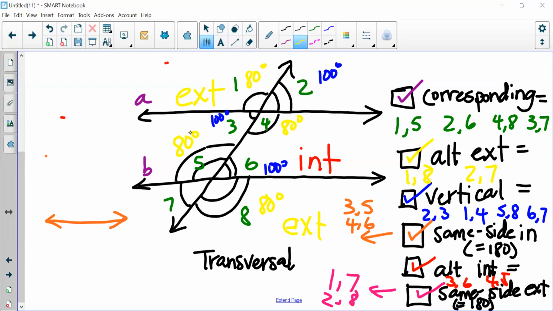Y'all look, if angle 5 has a measure of 80 degrees, what is the measure of angle 7? It's 100. Y'all look, to figure out the measure of an angle, or all the angles, when you have parallel lines and transversals, all you need is the measure of one angle. Y'all, what do you notice? We started with, I think, 80 degrees, and we found the measure of the other angles.